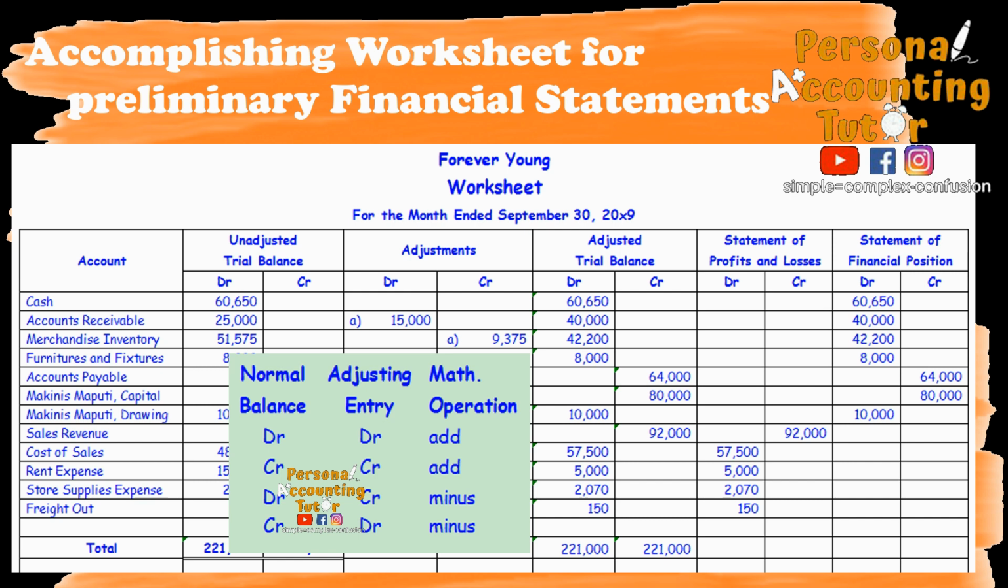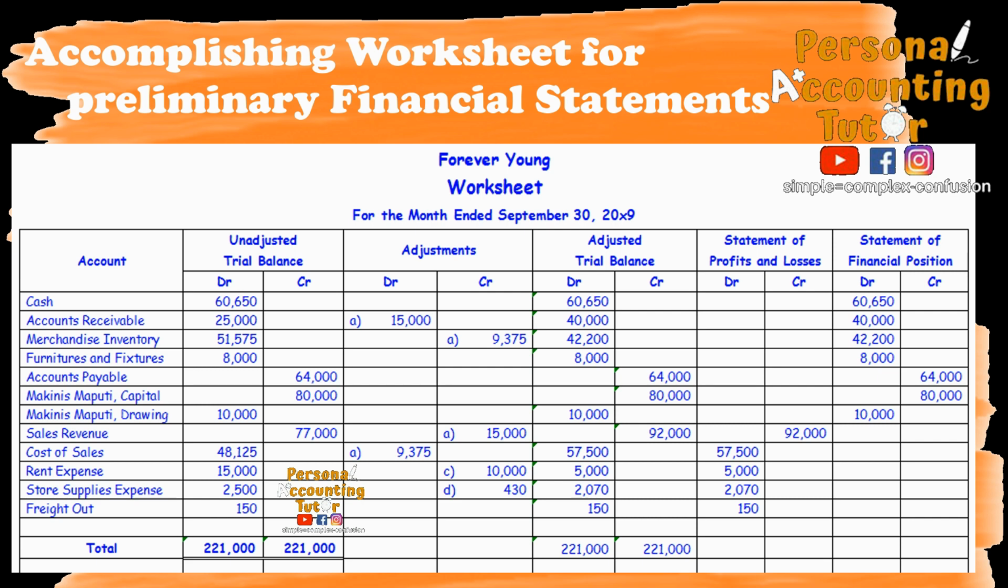Now it's time to forward the accounts to either the statement of profits and losses or the statement of financial position column. All assets, liabilities, and capital accounts go to the statement of financial position, while revenues and costs or expenses go to the statement of profits and losses. Take a look at this. From cash to drawing, forwarded here, again still following the normal balance of an account. Then, from sales revenue to freight out, goes here.